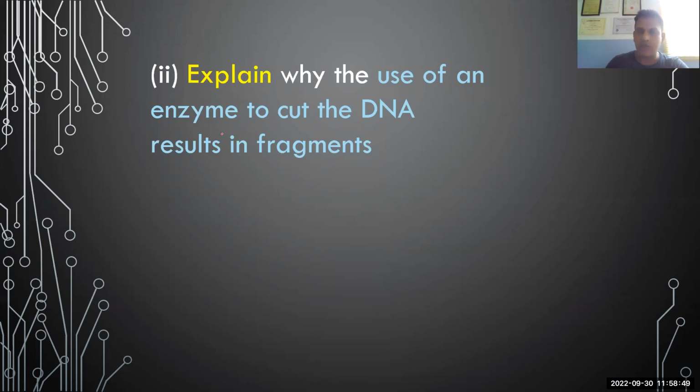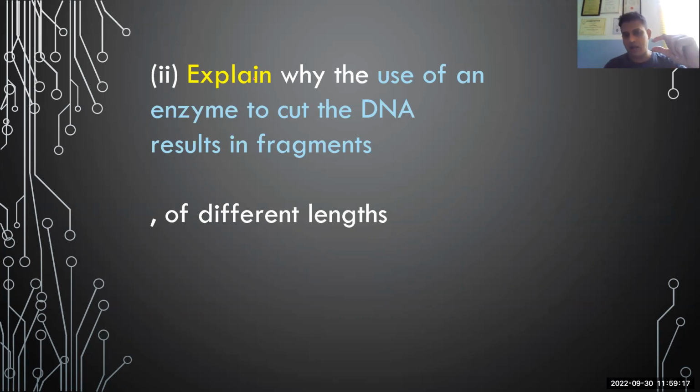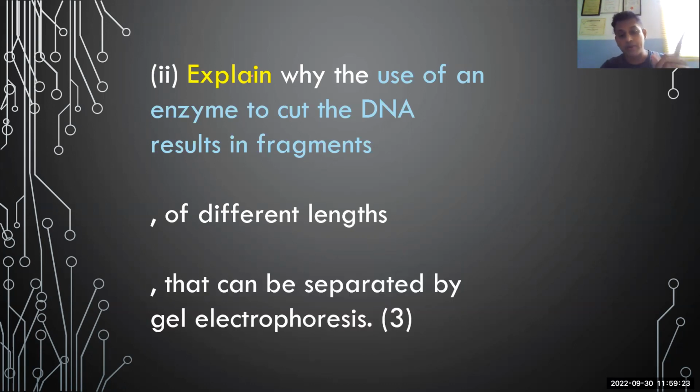Use of enzyme to cut the DNA. That means if an enzyme is used to cut the DNA, it can make fragments. Why does the enzyme make fragments? So first thing, when you analyze, you have to answer this question: why do enzymes make DNA fragments? The second thing, why are these fragments of different size or length? Third one, this can be separated by gel electrophoresis. So different lengths can be separated by gel electrophoresis.